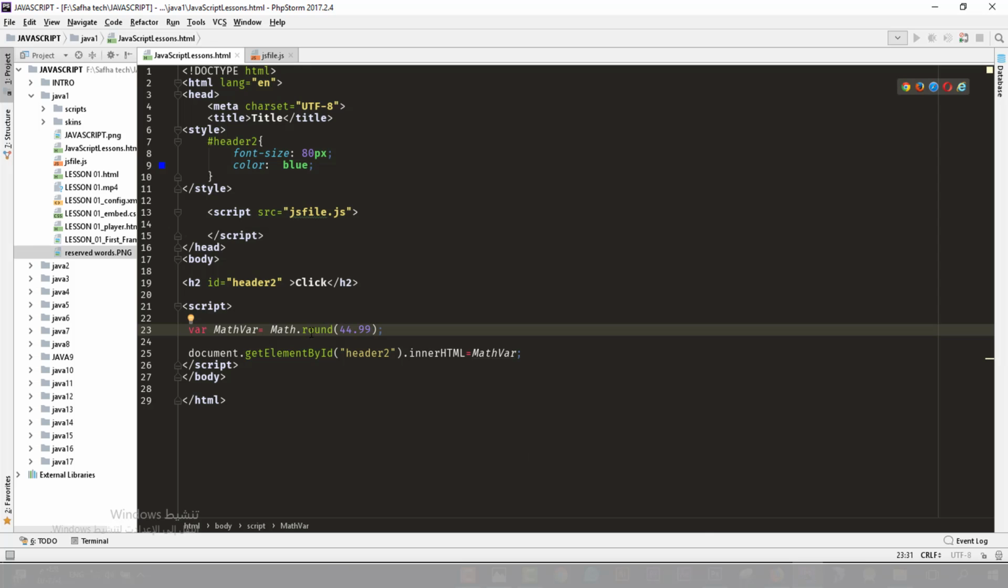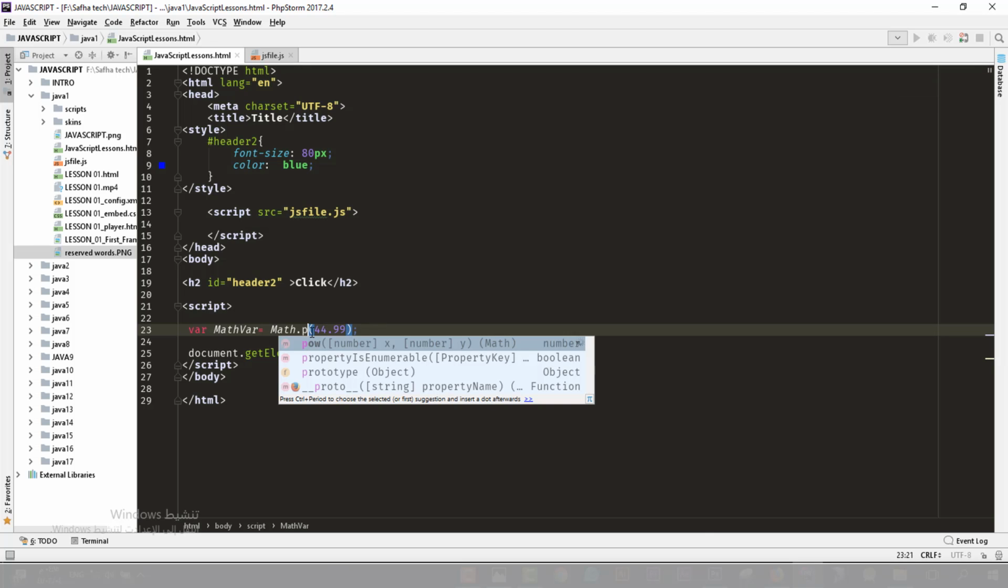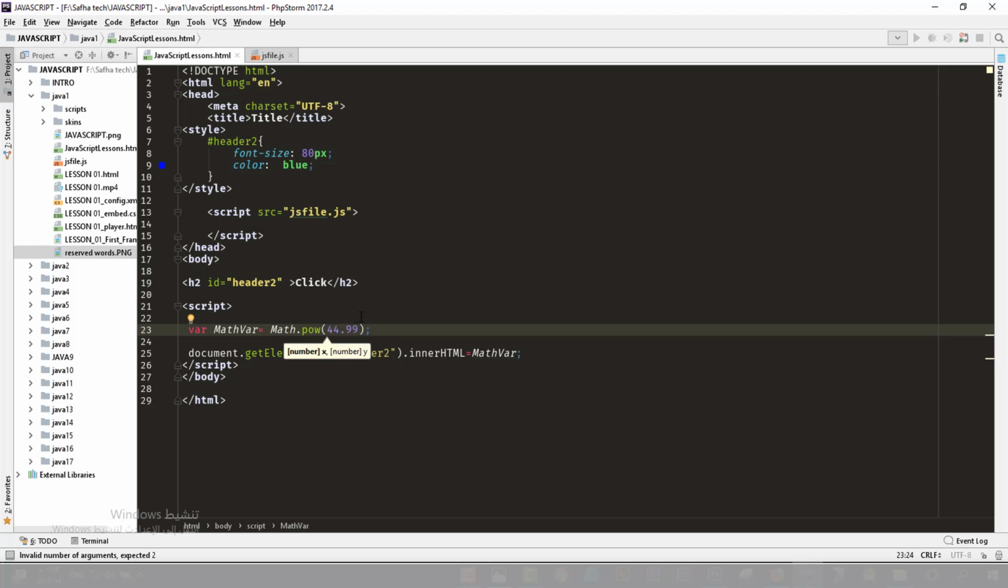The next function is the power, P-O-W. This power gives you the element to the power of 2. For example, if you have 8 and you need the second power, it will be 8 multiplied by 8, which is 64. Also you could say the third power. For example, here 8, the second power of 8. When we save it, the result will be 64.